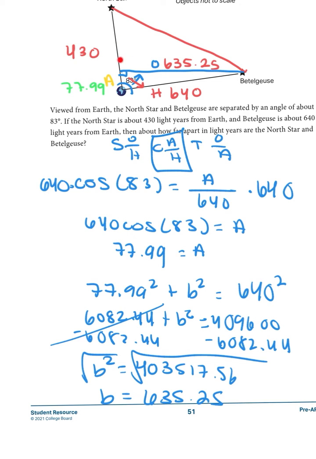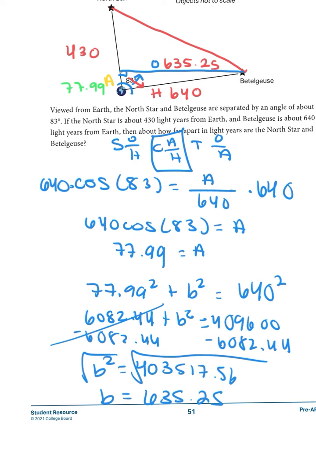I can figure out what this is, because if this whole thing is 430 and this little part is 77.99, all I have to do is subtract them to get this right here, right? And then I can do the Pythagorean theorem for this. So let's go ahead and do that.